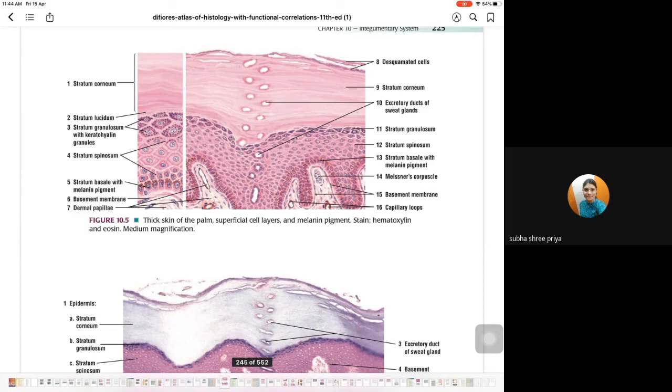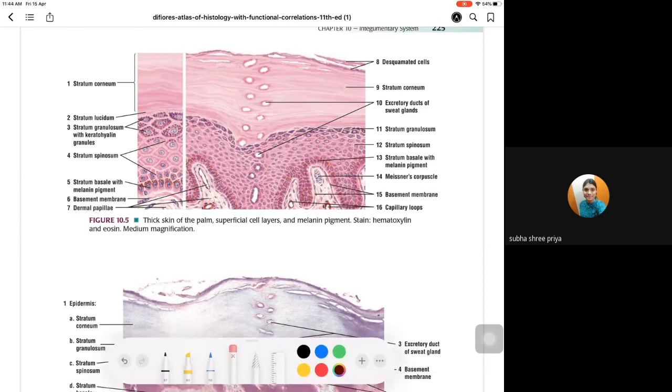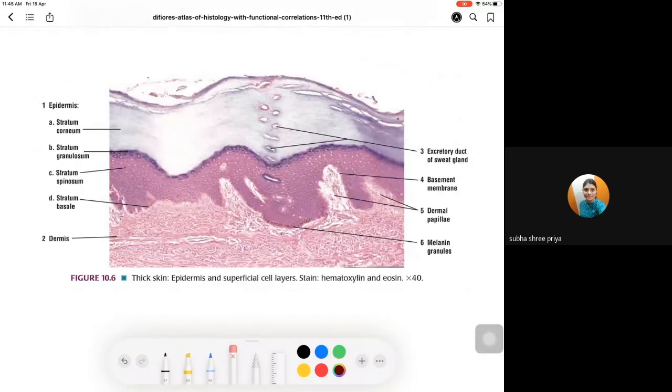Super. And they have only one melanocyte. Can anybody identify the melanocyte? Can you see? No pigment, vacuolated cytoplasm. Whereas the basal cells are heavily pigmented. Epidermis and superficial cell layers, stain hematoxylin and eosin. We are seeing the epidermis consists of stratum corneum, granulosum, spinosum, and basal layers, followed by dermis. On stratum corneum, we have excretory duct of sweat gland, basement membrane, dermal papilla, and melanin granules are present.